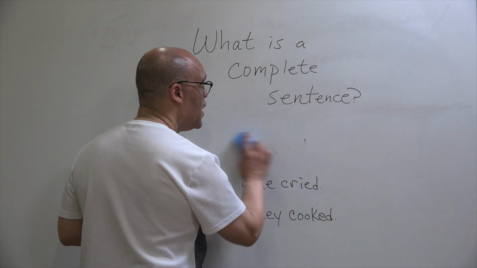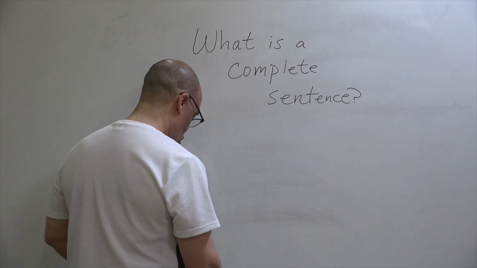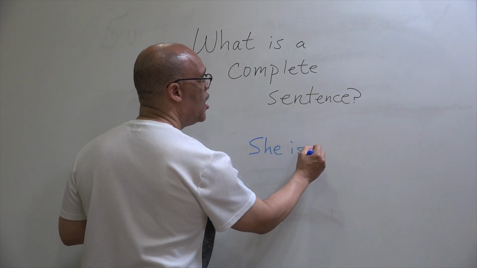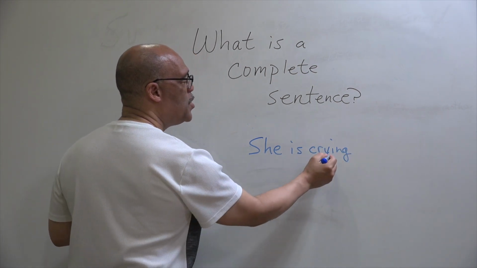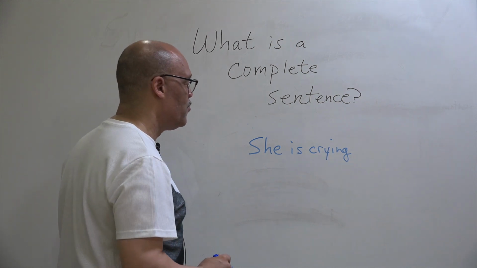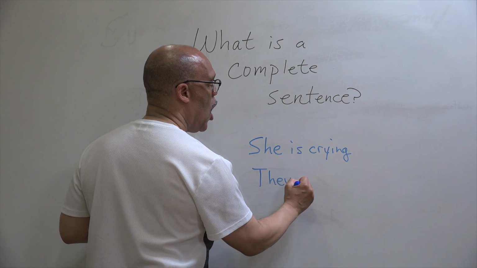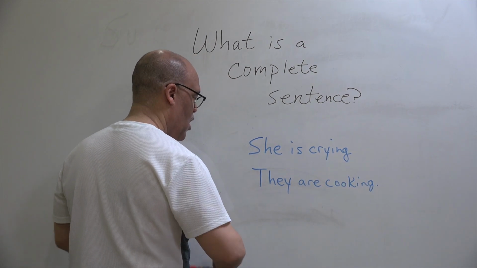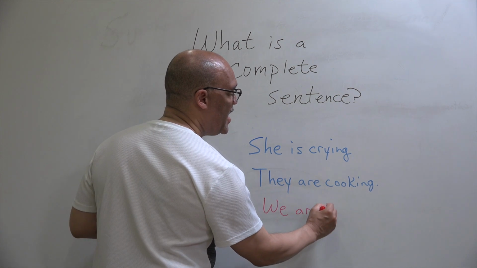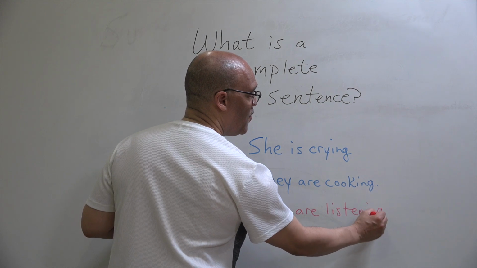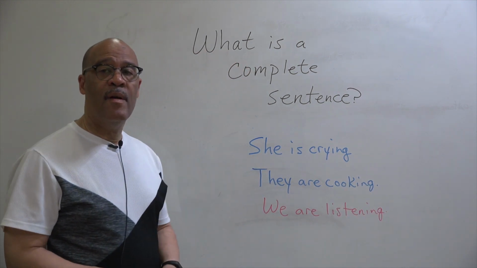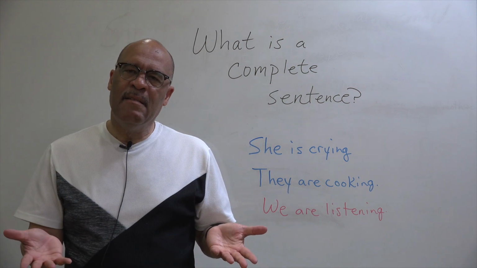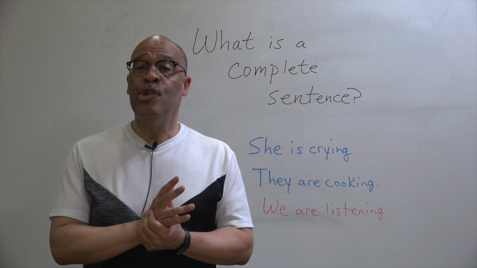Now, if you want to use a present tense, you would say something like, she is crying. And you want to use a gerund at the end, an ing word. They are cooking. We are listening. Those are complete sentences.